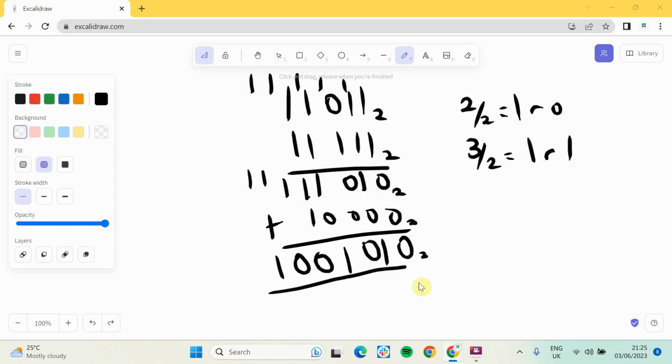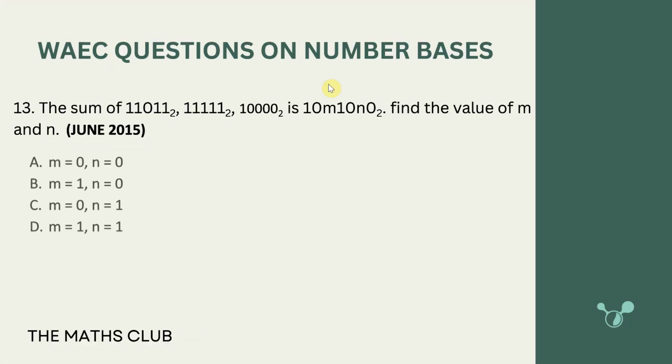Now let's compare to what they asked. They're looking for 10m10n0. So let's just compare. By comparison, we know that m will be equal to what? 0, and n will be equal to what? 1. Very good. So the most important thing we wanted to test here is, do we know how to add in different bases? That was what they were telling us to do. And like I said, even the same base is just adding normally, right? So you can go and visit our video on addition, right? So we said m is equal to 0, n is equal to 1, right?